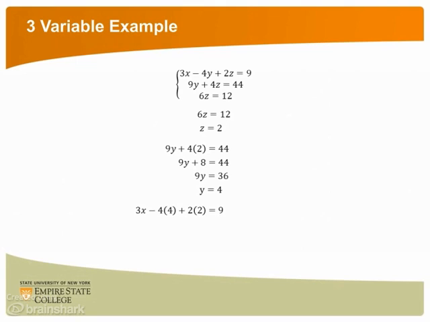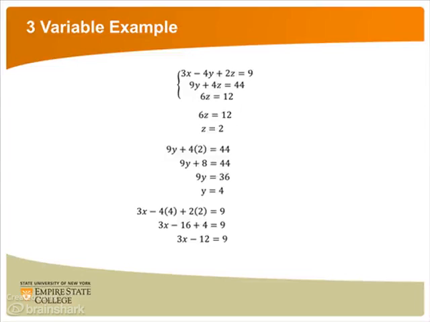Now we can plug the values for both y and z into the top equation. We have 3x minus 4 times 4 plus 2 times 2 equals 9. Multiplying, 3x minus 16 plus 4 equals 9. Combining the like constants, 3x minus 12 equals 9. Adding 9 to both sides, 3x equals 21. Dividing by 3, x equals 7.